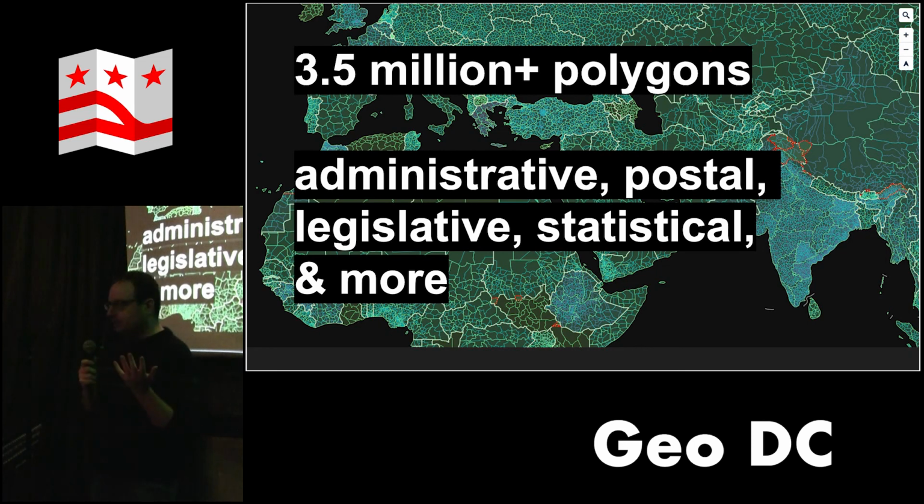Overall, we've got over 3.5 million polygons in our data set so far, always trying to add more. We've got administrative divisions, postal code areas, legislative districts, statistical boundaries, and more. As I said, I was trying to add more.